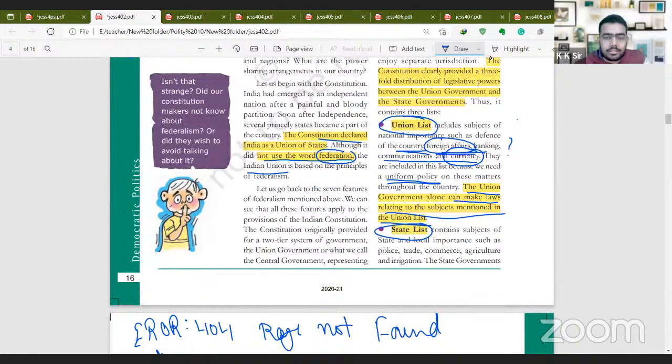Then there is the state list. Issues like police, trade, commerce, agriculture, and irrigation. These things vary from one place to another. At one place you need a different kind of agricultural practice, in another state you need a different one. Policing too, because the culture of places changes, you need different policing methods. Similarly trade and commerce. So these are issues of local importance.